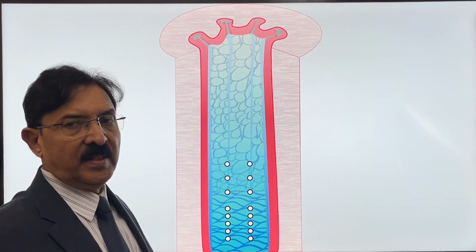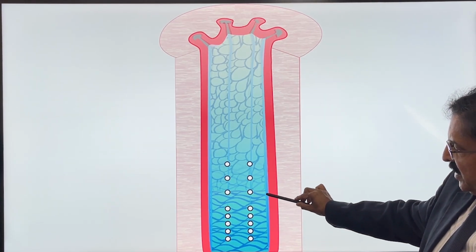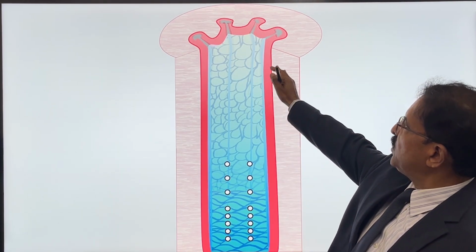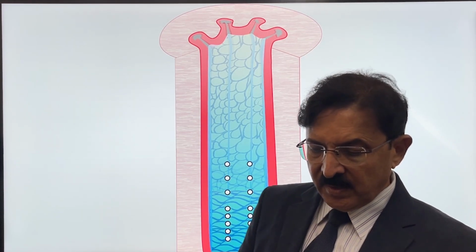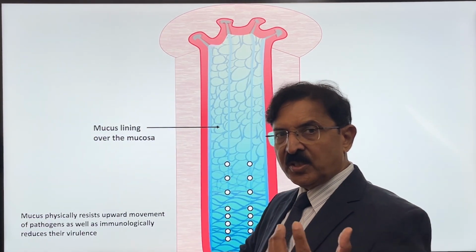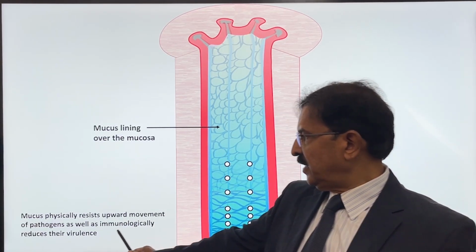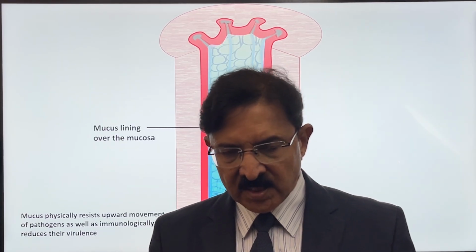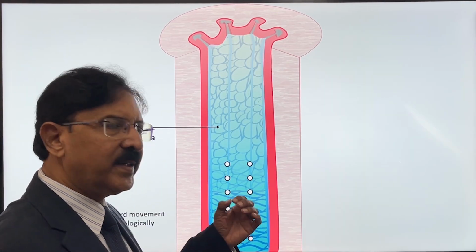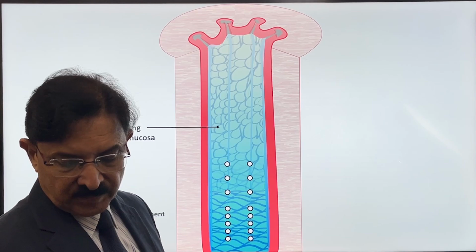Over this epithelium is the covering of urethral mucus. Now this urethral mucus, as you will see by the change in the color grading, is more in the distal part of the urethra and becomes lesser and lesser as you go towards the bladder neck. And this mucus has a purpose. It physically, by its viscosity, resists upward movement of pathogens, and immunologically it reduces the virulence of these pathogens. It has some immunoglobulins inside it, and by them it reduces bacterial virulence. It lubricates the urethra also, allows the resistance-free egress of urine, but it is more useful for prevention of infection.